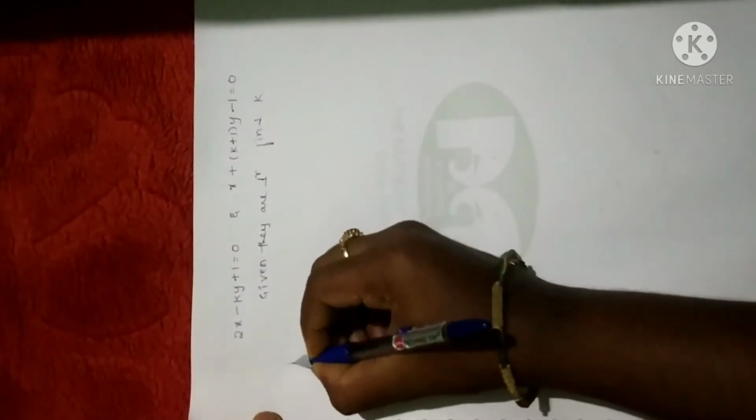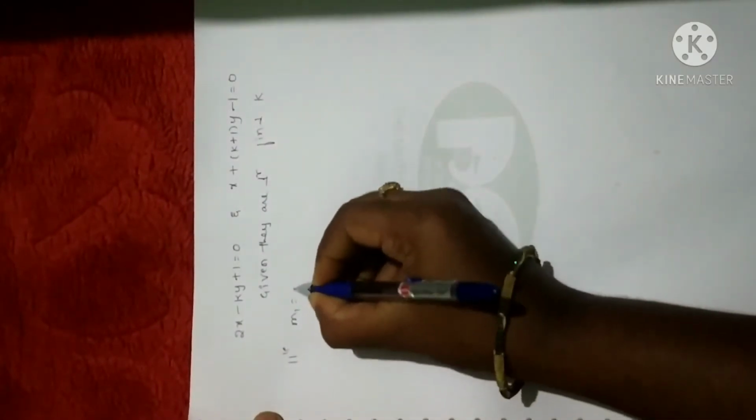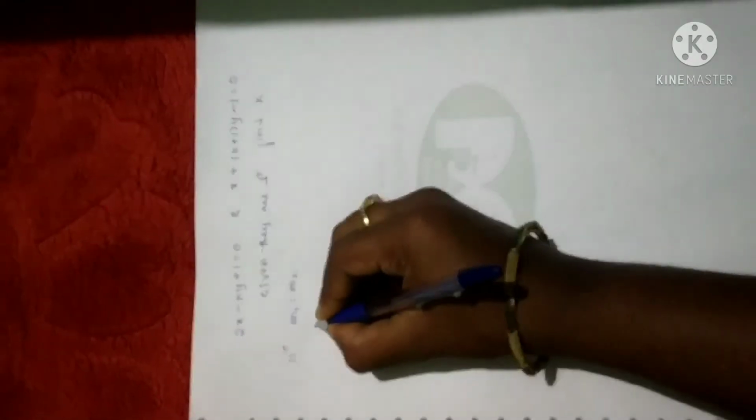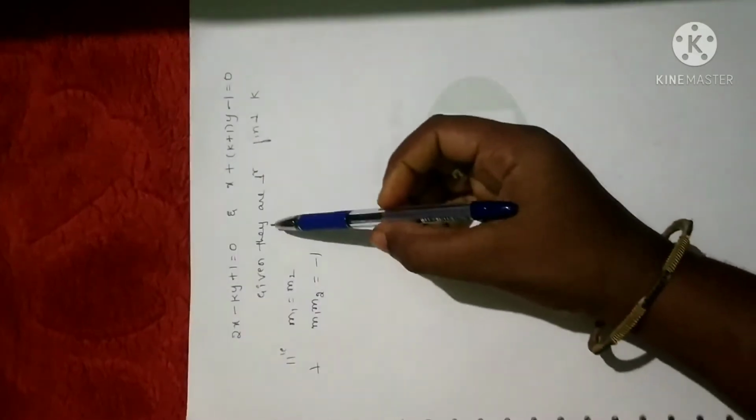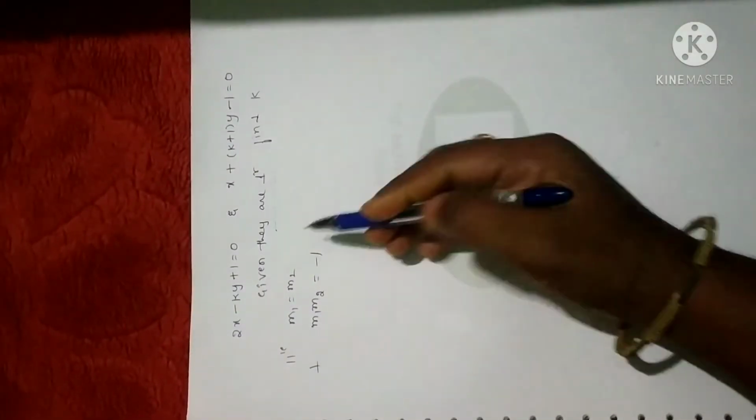So just now I said, when do we say two lines are parallel? When their slopes are equal. So when do we say two lines are perpendicular? When the product of the slopes m1 into m2 is equal to -1. Now, in the question itself, it is clearly mentioned the given lines are perpendicular.